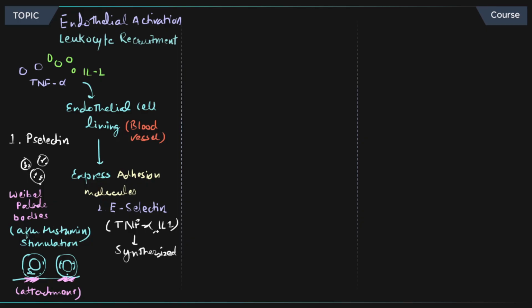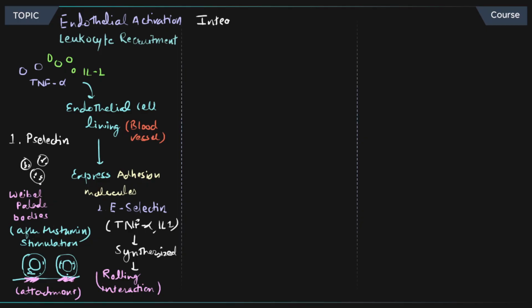Rolling interaction is where the leukocyte is going to roll on the wall, and then further interaction is going to happen. That I'll show you in detail with an illustration. But you need to know that P-selectin and E-selectin play a very important role in attachment, and E-selectin also plays a very important role in rolling interaction.